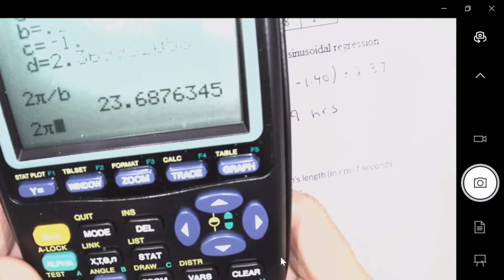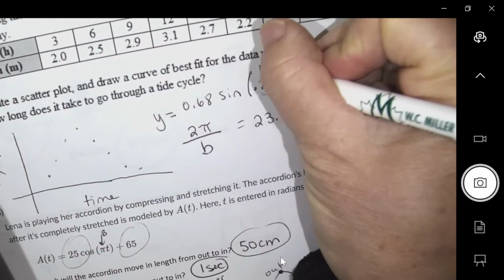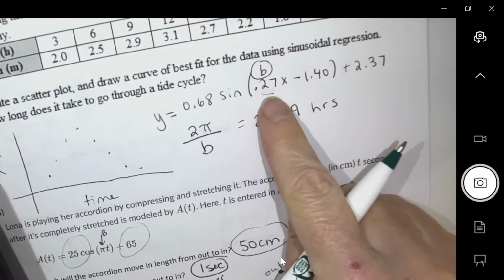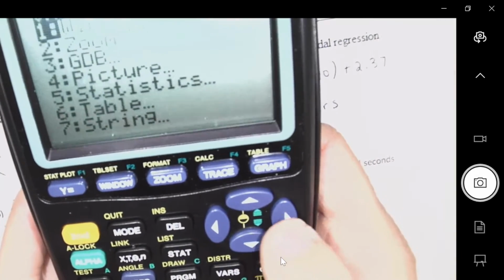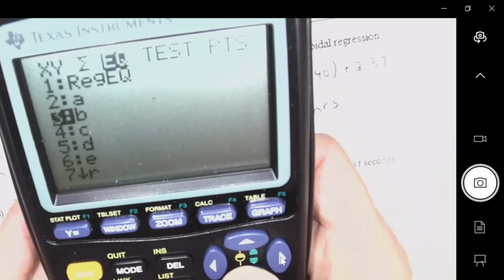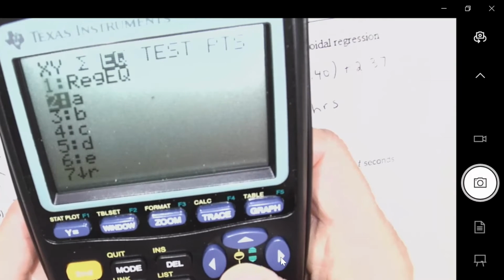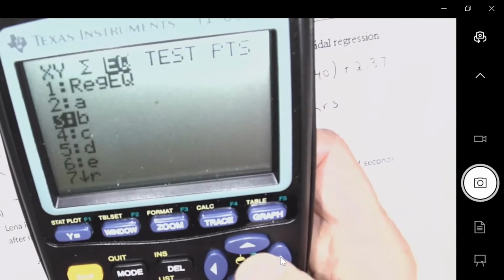2 pi divided by, so I want to use that B number, but I don't want to use it rounded. So once I went to vars stats equation, remember these are the equation values that's already in my calculator. So I found the B under there.